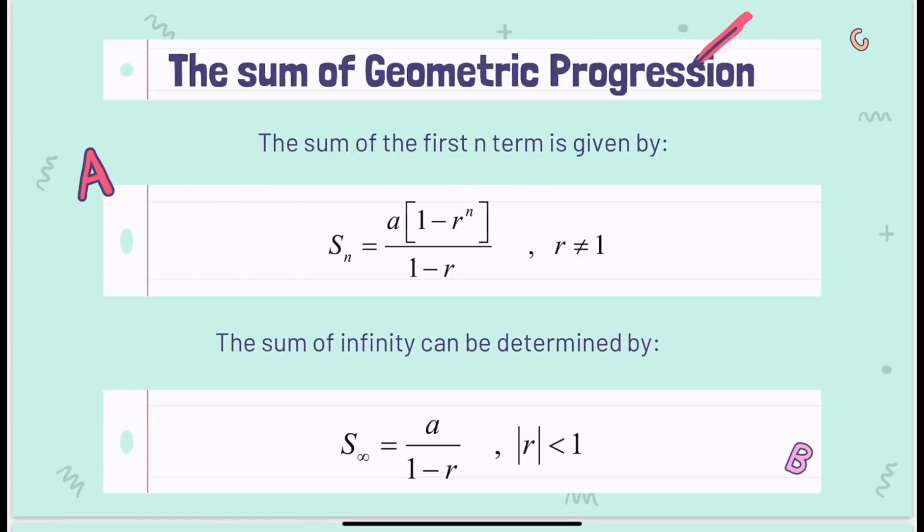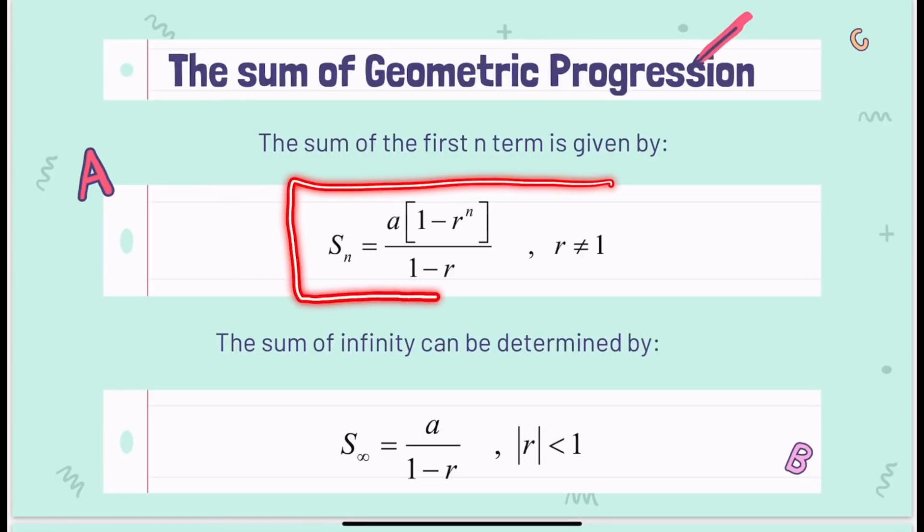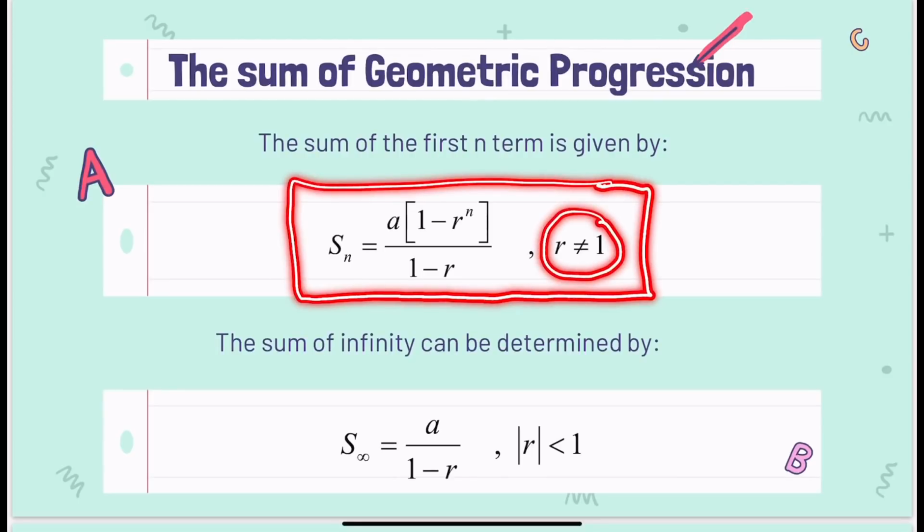So the formula that we will use is Sn equals a multiplied by 1 minus r to the power n, over 1 minus r, for r not equal to 1. So remember, this is the formula that we will use in our syllabus.